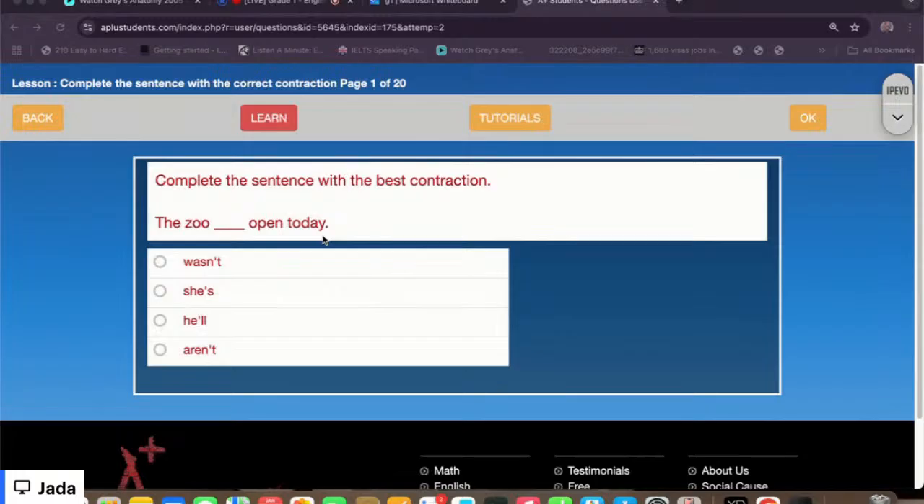Okay, so we have this one now. You have to select the best contraction that is suitable here. We have the zoo dash open today. So the zoo was, the zoo she is, the zoo he will, the zoo aren't open today. So you have to choose what is the best contraction suitable here. You can tell me your answers so that yeah.